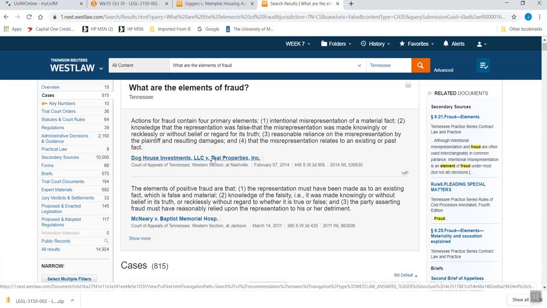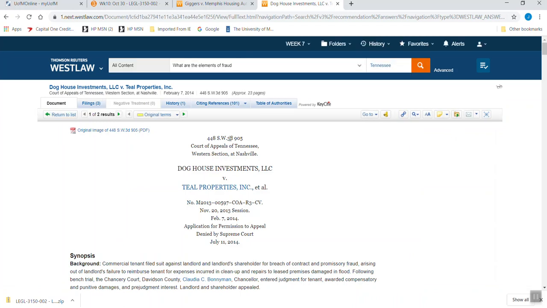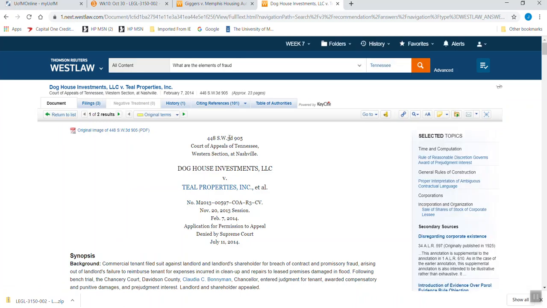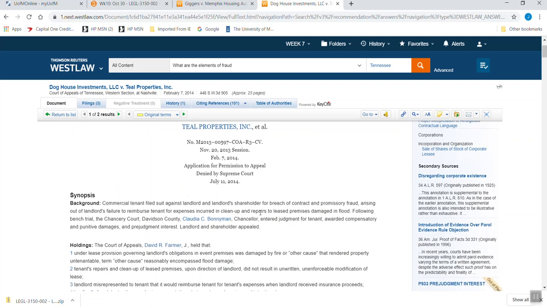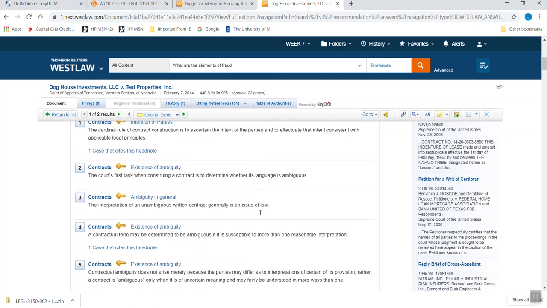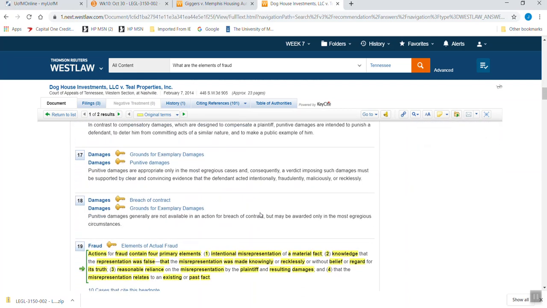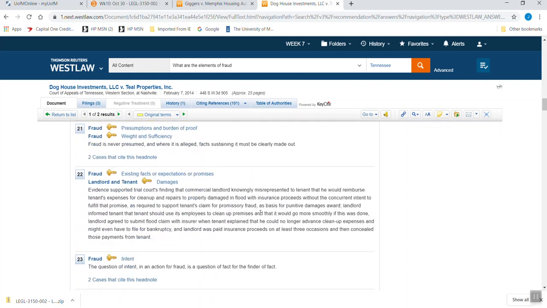Here's a case, Doghouse Investments versus Teal. As you can see, it's also a Southwestern Reporter case, the third edition, 448, at page 905. This is a Court of Appeals case. It was in Nashville, and actually, application to appeal was denied by the Supreme Court July the 11th of 2014. And in the case itself, we get past all the key sites.